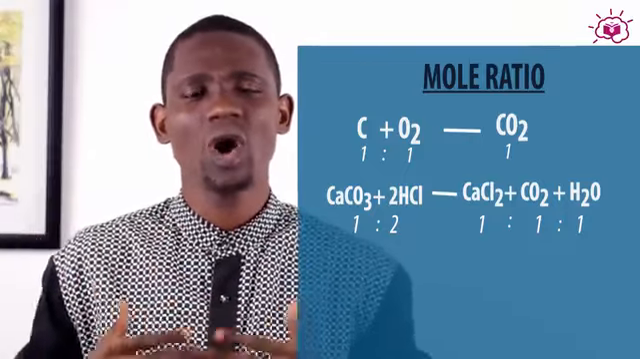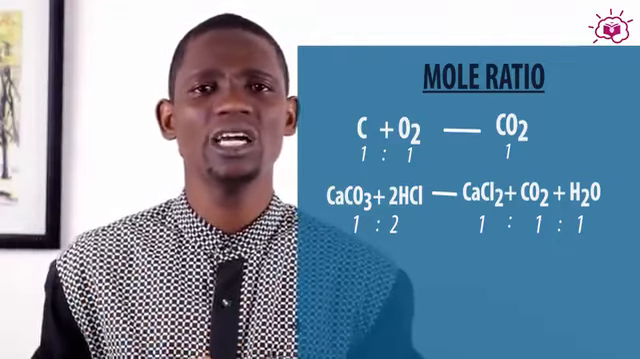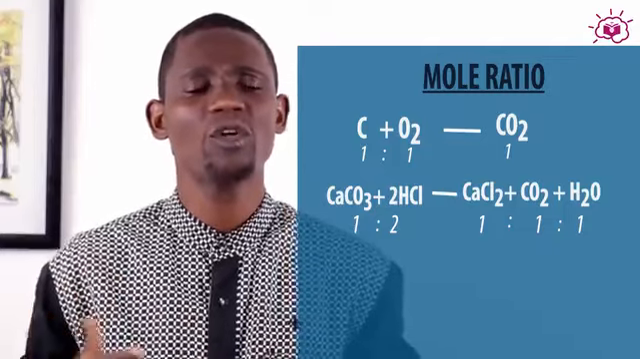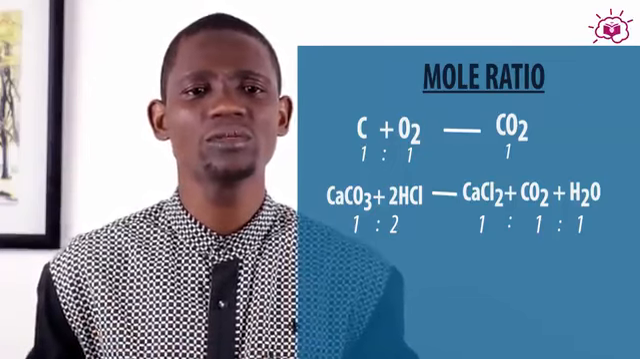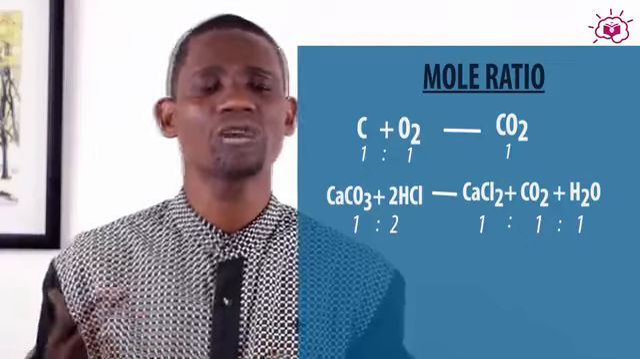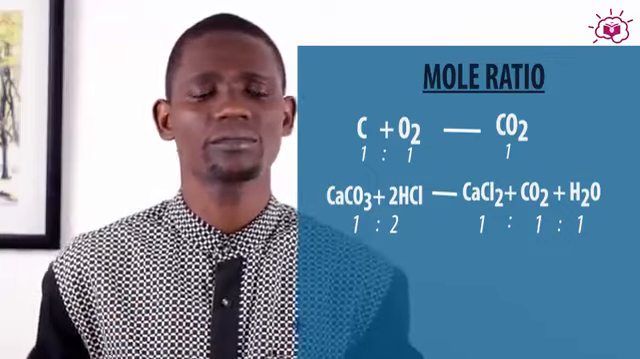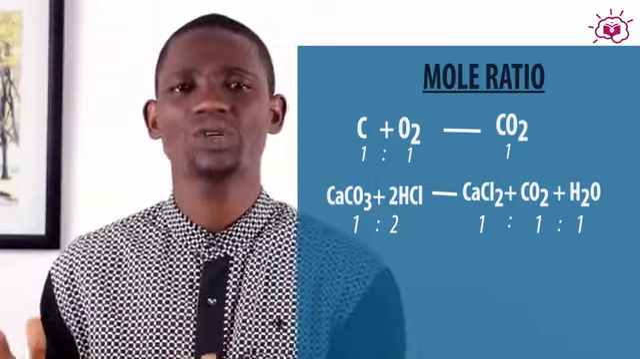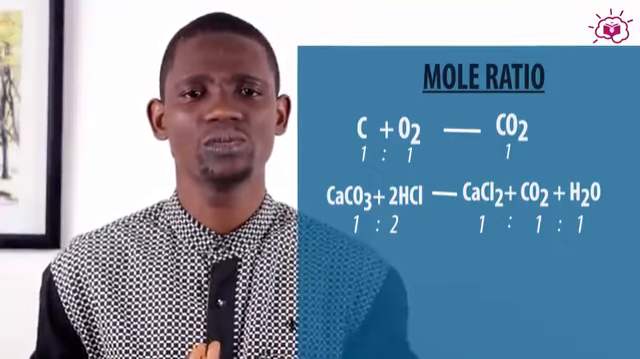1:1:1:1. Another example is given when calcium carbonate reacts with hydrochloric acid to give calcium chloride, carbon dioxide, and water. On balancing, the equation becomes CaCO3 plus 2HCl to give us calcium chloride plus carbon dioxide and water. We find out that the ratio between calcium carbonate and hydrochloric acid in the latter equation is 1:2.